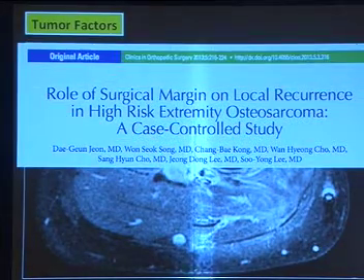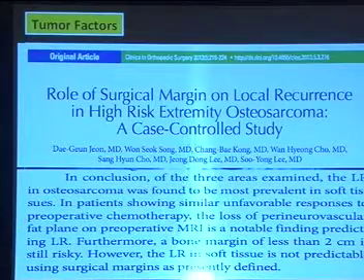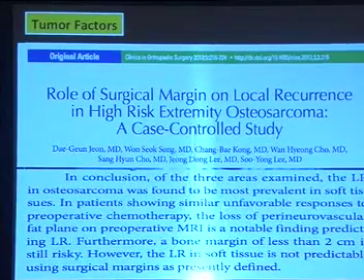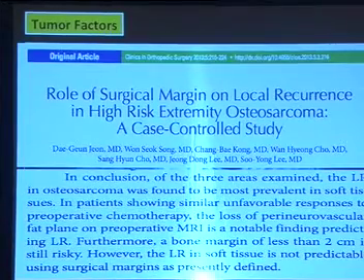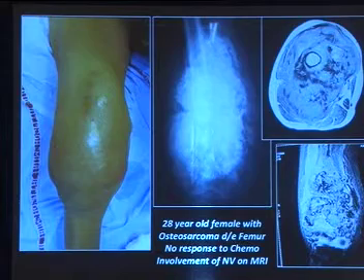In this paper, role of surgical margin in local recurrence in high-risk extremity osteosarcoma, this was a case-control study from Seoul. They found that local recurrence in osteosarcoma was most prevalent in soft tissues, and they were able to show that it was the perineurovascular fat plane on the preoperative MRI which is a predictor of local recurrence. So yes, tumor volume is important. Now it becomes important till the time it involves the perineurovascular tissue. This was an important paper.